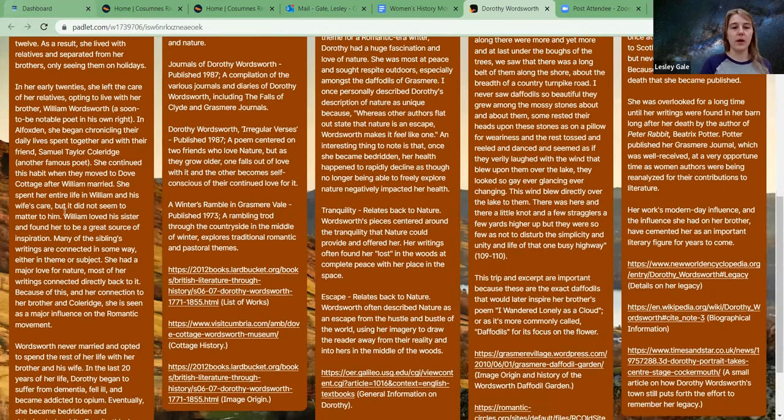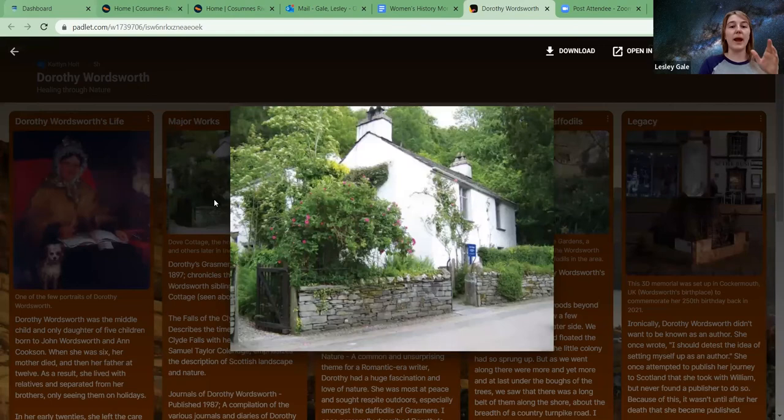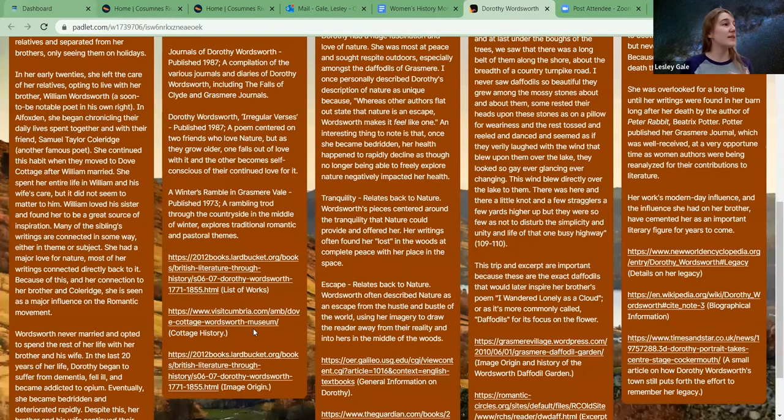And I have a very fun link here, because up here is Dove Cottage, which you can go visit today. I believe it's part of the Wordsworth Museum. And the link I have in the middle here talks about the cottage history. Something I didn't know is that Dorothy, William, and William's wife weren't the only people that lived in that cottage in the time frame that they had it. There were actually quite a few people living there, and a lot of romantic writers came and visited them while they lived there.